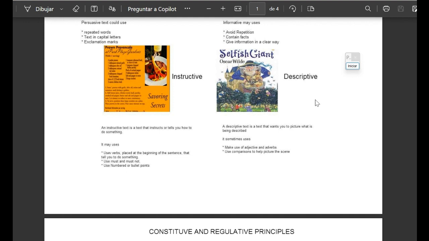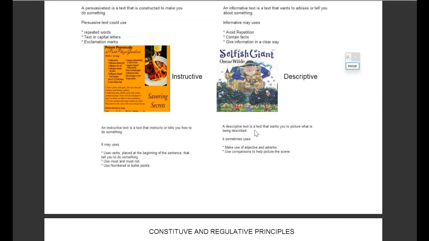Then we have the descriptive. Descriptive text is a text that wants you to picture what is being described. It sometimes makes use of adjectives or adverbs, and usually uses comparison to give a picture of the scene.